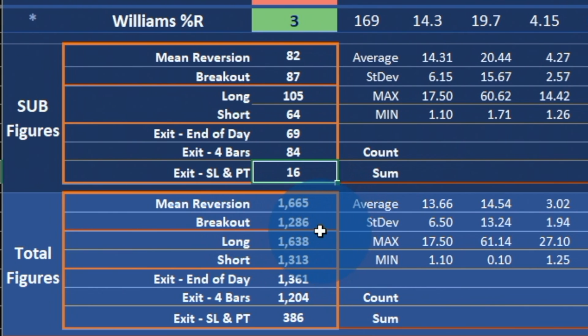You can see the average of the other indicators, the mean reversions are more than the breakout, and the longs are a little bit more than the shorts. So with Williams R, the longs are a lot more than shorts, and the breakouts are more than the mean reversion. And for the exit, end of day usually does better on average, but on our Williams indicator, the exit after 4 bars is the best.